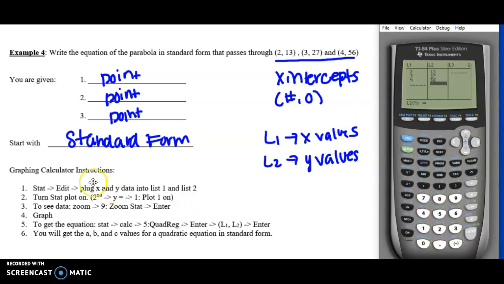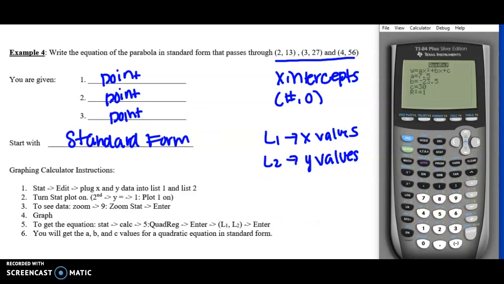Now, I don't have to graph these, I could. All I need to do is hit stat, go over to calculate, and instead of doing a linear regression, we're doing a quadratic regression because this is an equation of a parabola. So we know it's a parabola. We're going to hit enter. X is in list 1, Y is in list 2. You don't need to worry about frequency list. And you're going to hit calculate and you're going to hit enter.